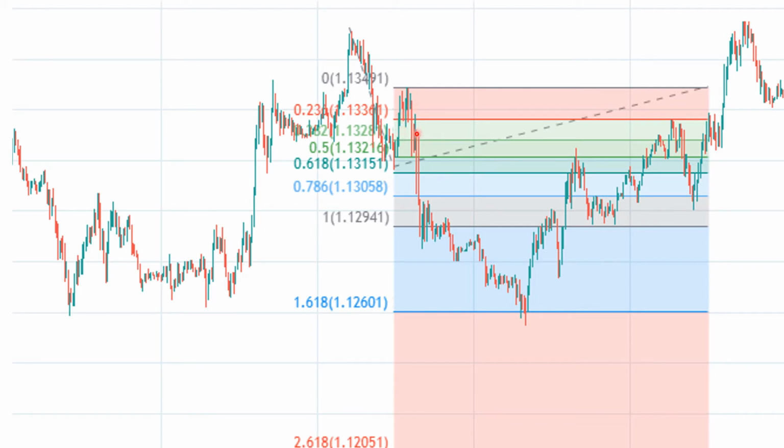Price breaks through almost all of these levels without stopping, so we wouldn't consider taking profit until this level right here. So this would be a good opportunity to take profit as it's almost at a support level. And as you can see, the price then breaks through, going down, and stops at this level here, the 1.618 level, or 161.8% level.